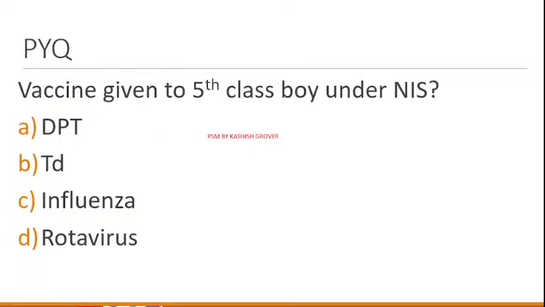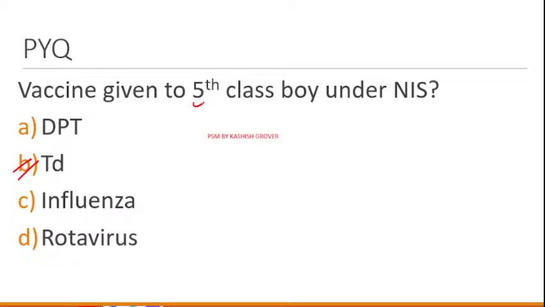Now, the vaccine given to a 5th class boy under NIS. Everyone, I want your answer here. What should be the answer here? Is it DPT or TD? Influenza or rotavirus? Good. So here the answer is TD.